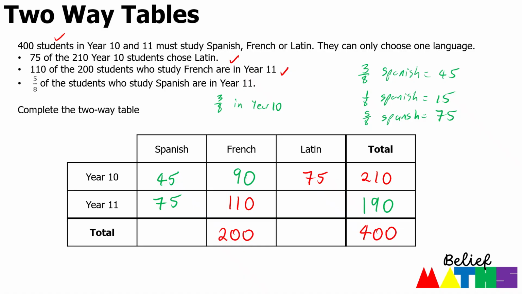And now we can finish this off. 75 plus 45, that gives us 120. 120 plus 200 is 320, meaning there's 8 students who study Latin. 75 plus 5 is 80.